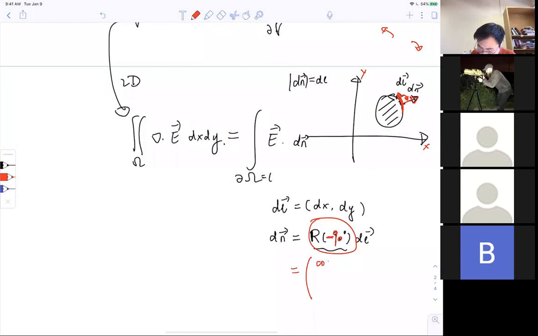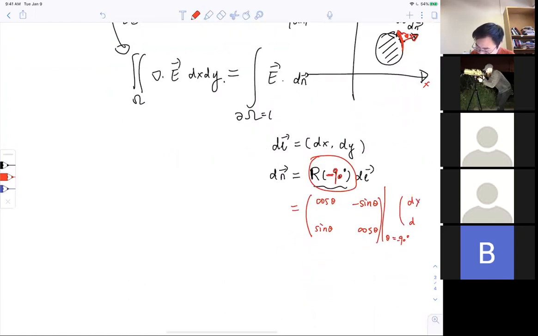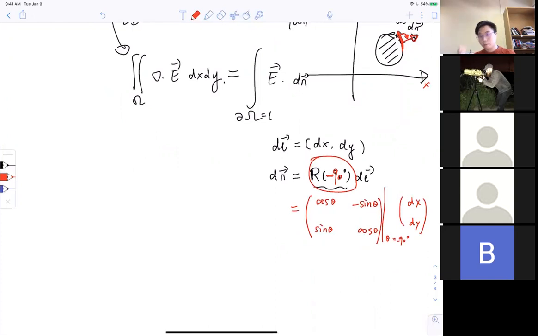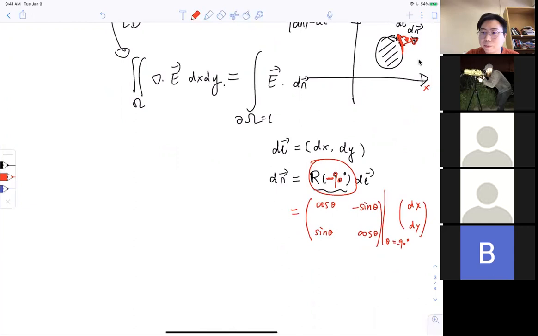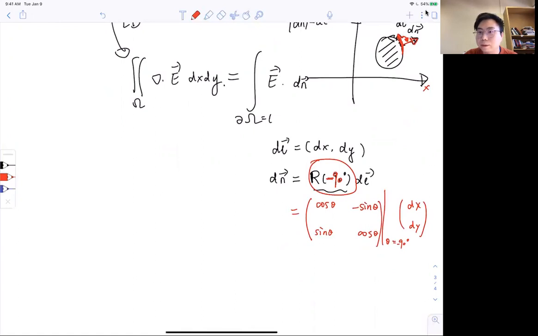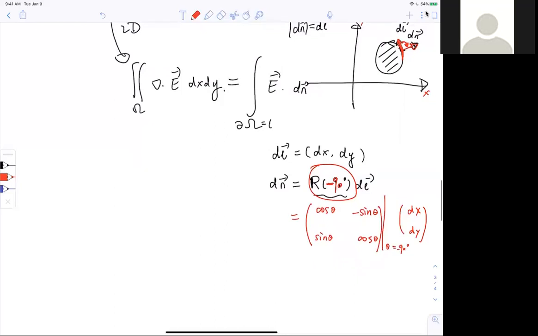So what's this matrix? It's nothing but cosine theta, minus sine theta, and sine theta, cosine theta, where theta equals minus 90 degrees. And dl is nothing but (dx, dy). Is it clear? Let me know if it's not clear. We can explain more. Sorry, we didn't use this term before, the rotation.